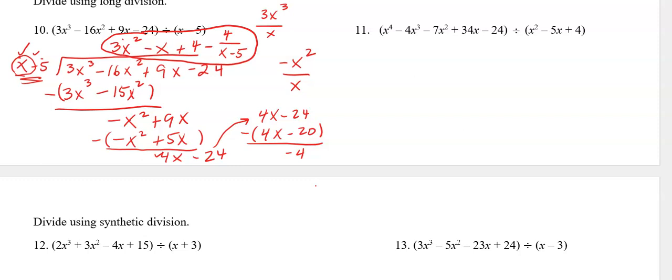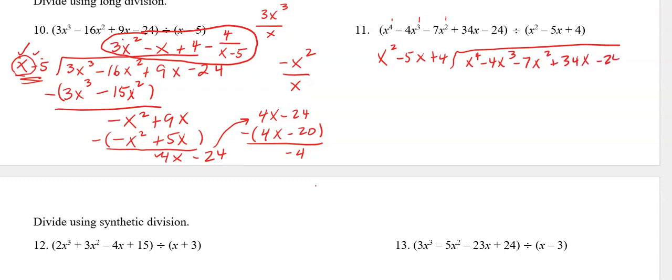Okay, let's do another long division problem. So we'll set this up. Always be aware of making sure that your exponents go in order and that you're not skipping over exponents. That's always important. We're not in this case. So we start with x to the 4th minus 4x to the 3rd minus 7x squared plus 34x minus 24.